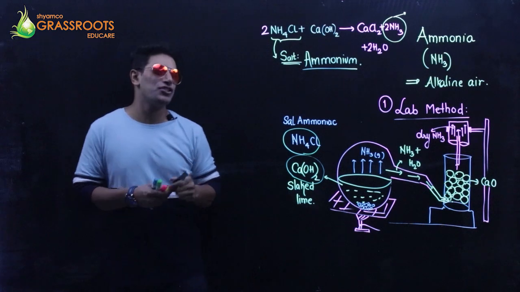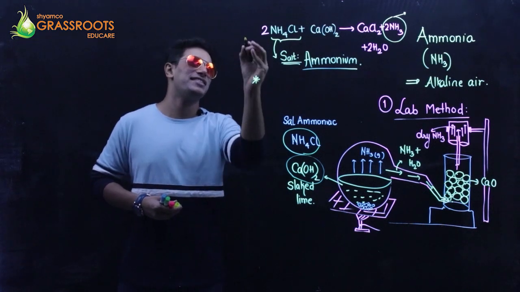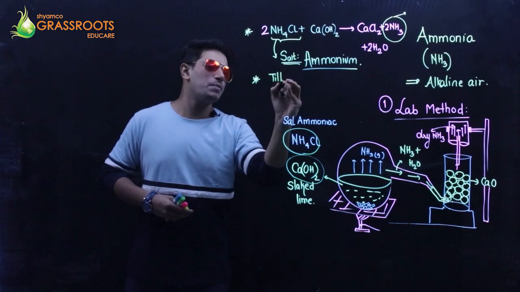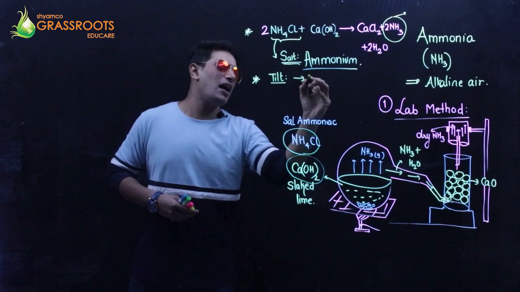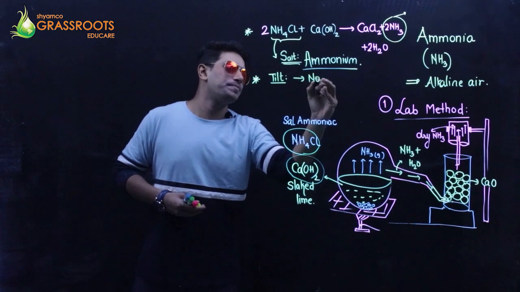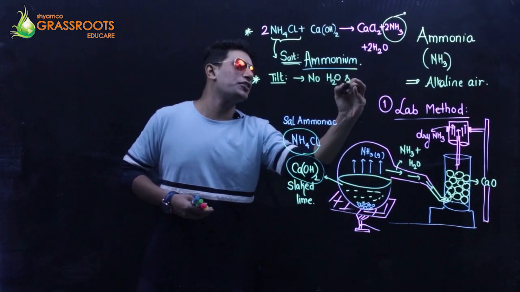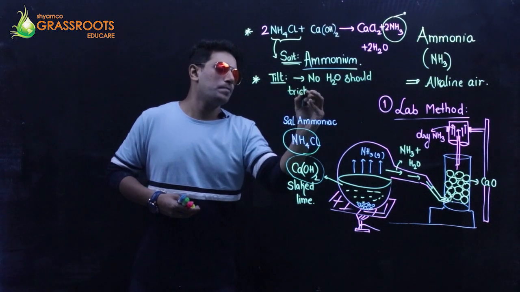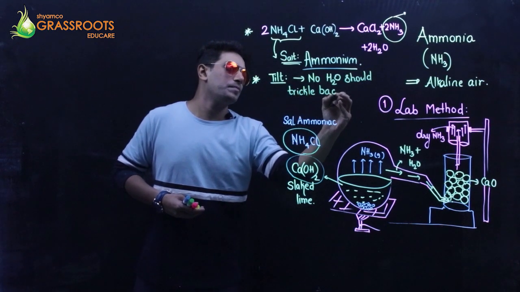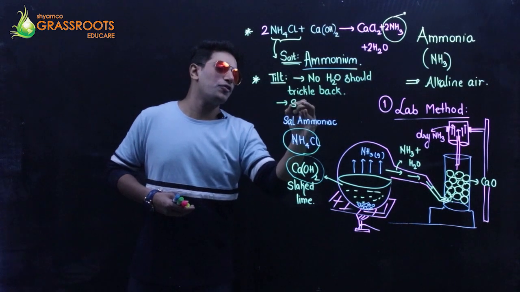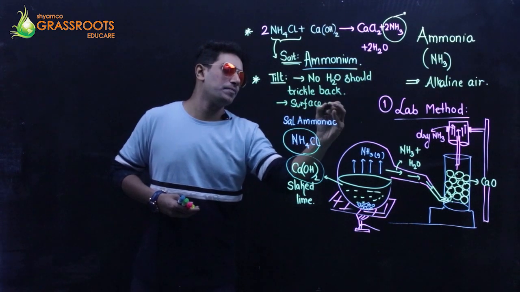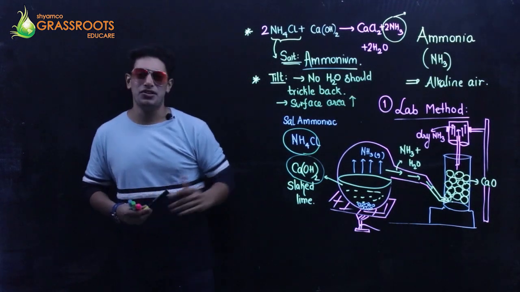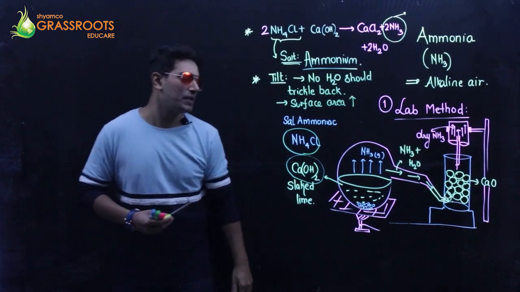So I can say just the key pointers. First, the tilt is because I don't want any moisture to trickle back. And second, surface area increases. And guys, if surface area increases, yes, the reaction is a smooth reaction.